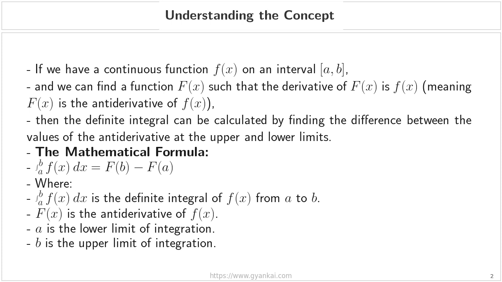Let's break down what each of these parts means. That integral symbol with the limits and the function, the integral from a to b of f of x dx, is, as we've discussed, the definite integral of the function f of x, evaluated from x equals a to x equals b. F of x, as we just covered, is the antiderivative of f of x. Meaning, if you take the derivative of F of x, you get f of x. a represents the lower limit of integration, the starting point of our interval on the x-axis. And b is the upper limit of integration, the ending point of our interval.